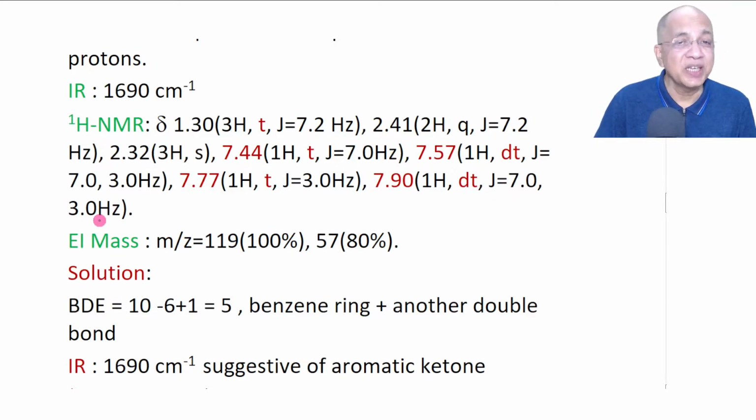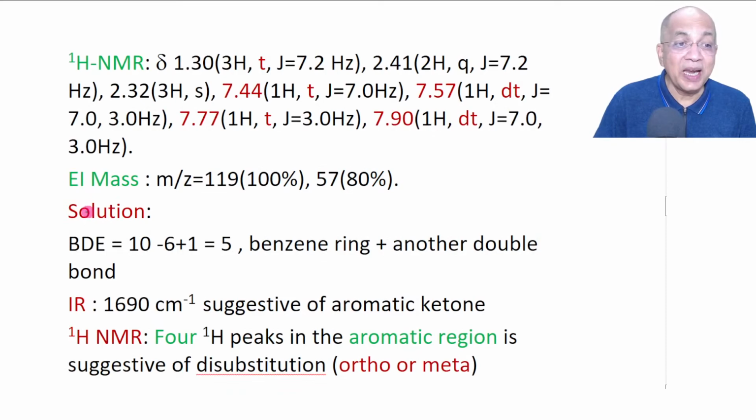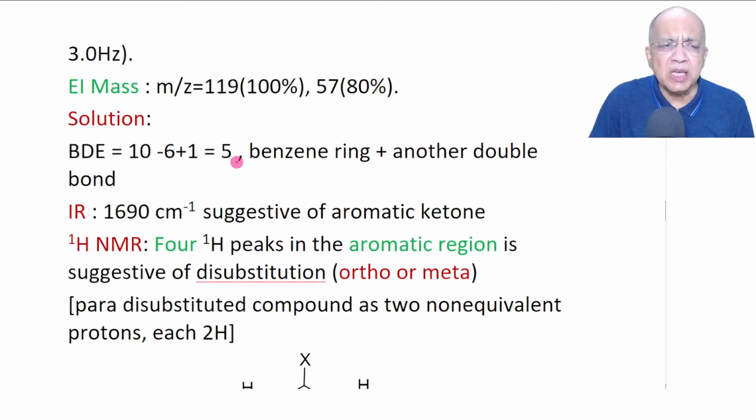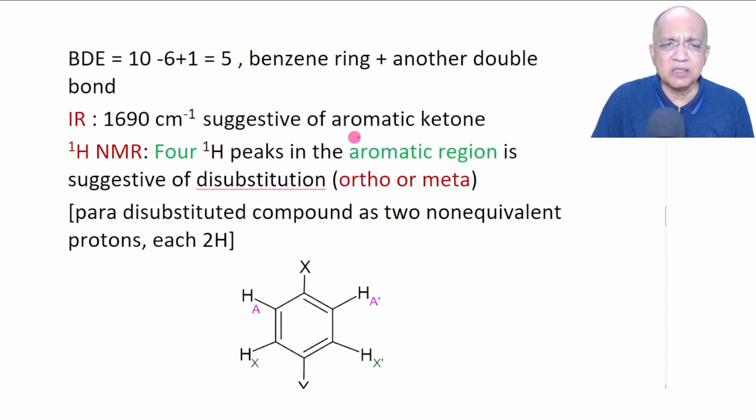And 7.9, 1 proton, again a doublet of triplets, 7 and 3. And most important, the electron impact mass spectrometry gives you the base peak 119 and another very prominent peak at 57. So that is the game changer. You have to identify and assign all the peaks. So DBE is 5, IR spectra suggestive of aromatic ketone.